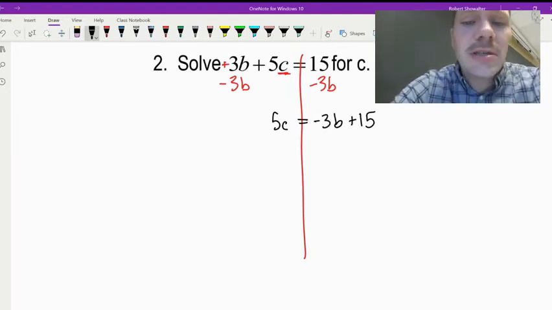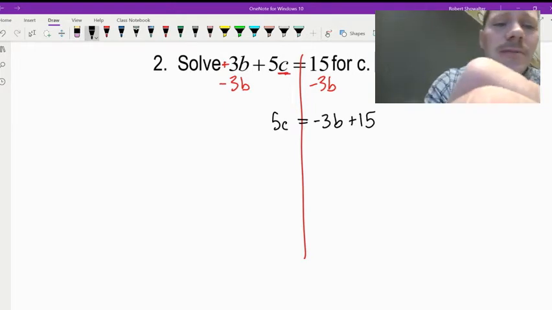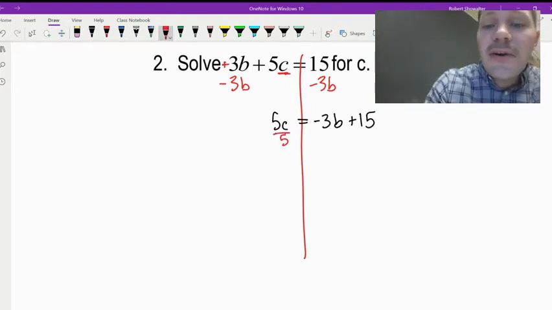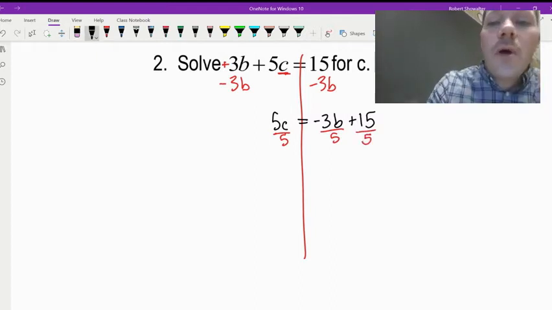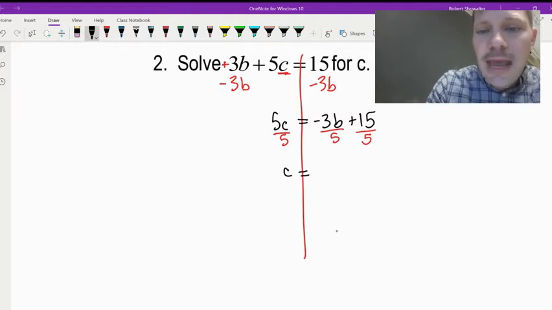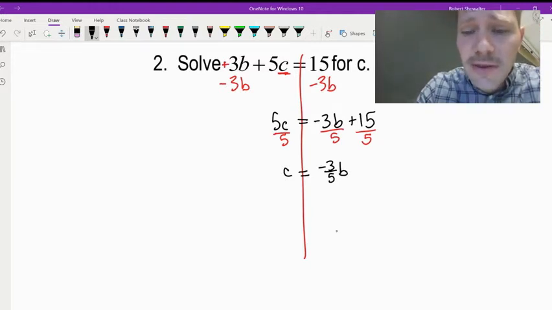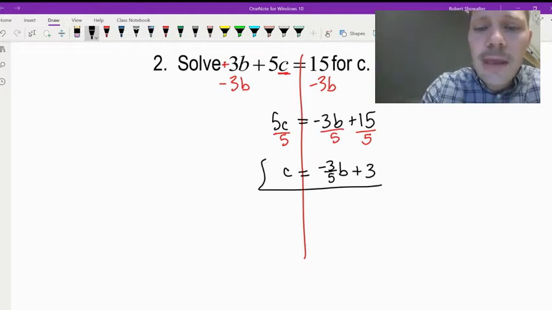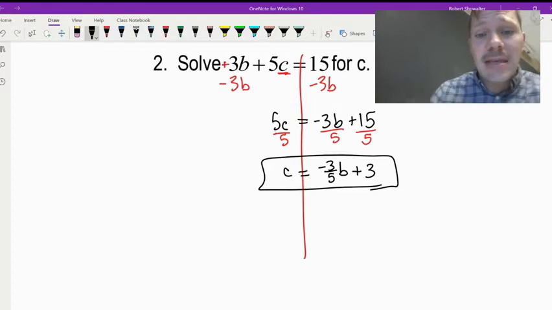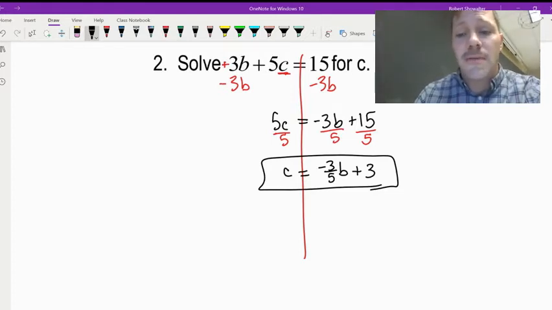Reverse order of operations. So right now it's 5 times C, so we're going to divide by 5. And if we do it to one side, we have to do it to the whole other side. And so we get C equals negative 3b divided by 5 plus 15 divided by 5, which is 3. We leave it just like that. And that is our solution to that equation for C.